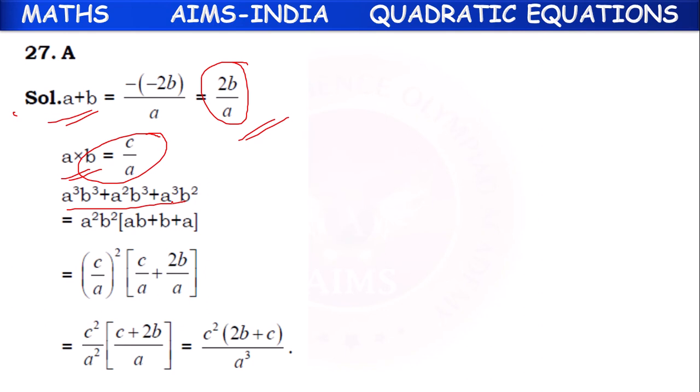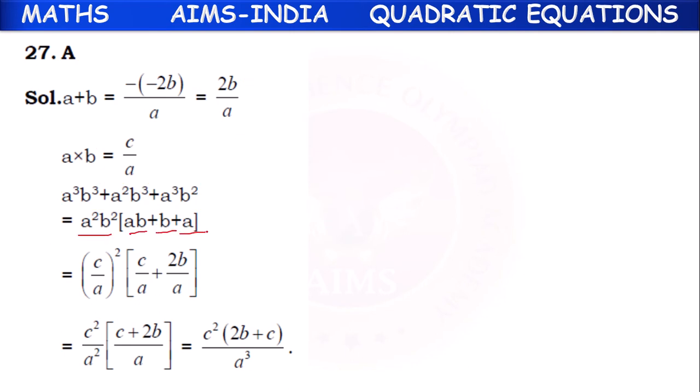Now we have to find this value, a cube b cube plus a square b cube plus a cube b square. From the three of them, if you take a square b square common, here one a will remain, one b will remain. So it is ab. Here only one b will remain. Here only one a will remain. So if you take a square b square common, ab plus b plus a will remain.